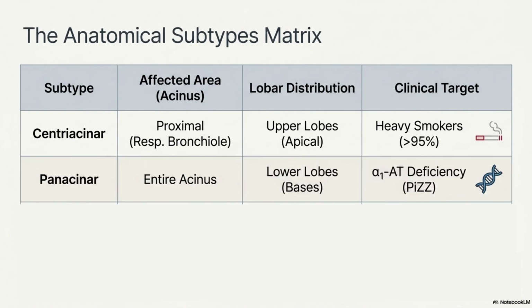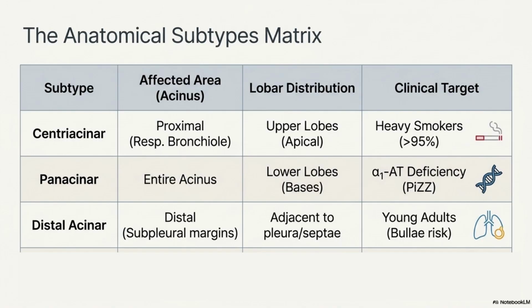Second, pan-acinar. The entire acinus is affected uniformly. This predominantly hits the lower lobes or the bases of the lung, and its clinical target is patients with alpha-1 AT deficiency, specifically the PiZ mutation.